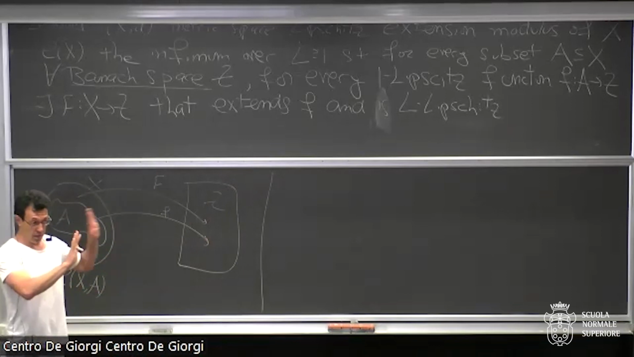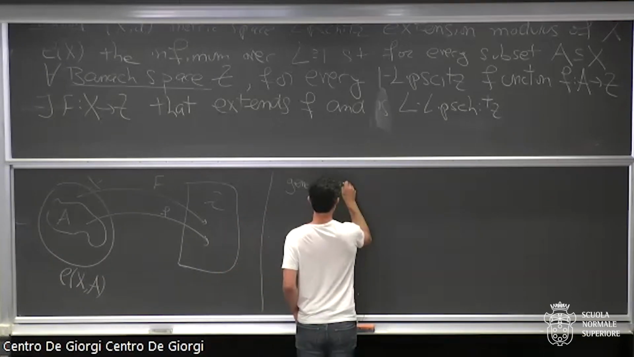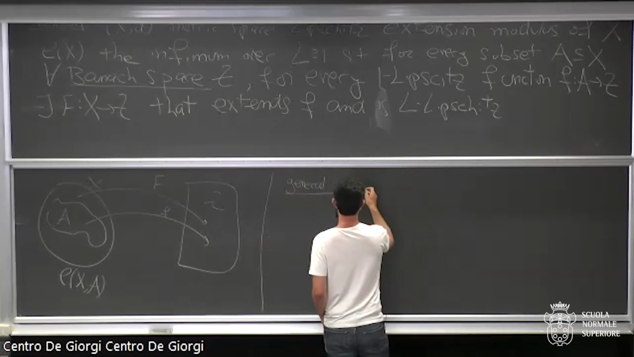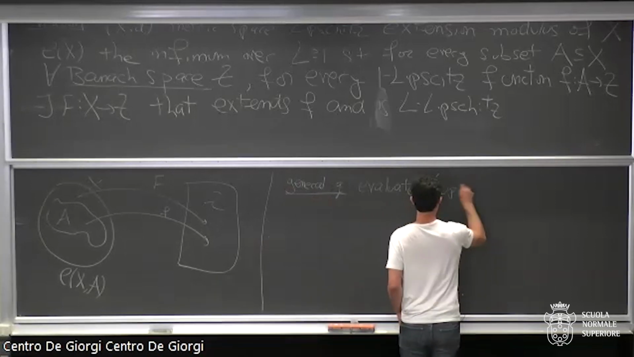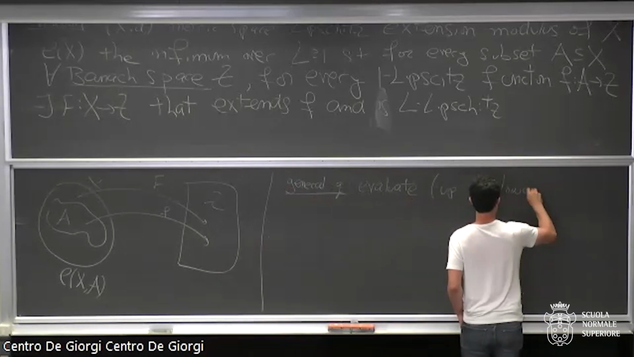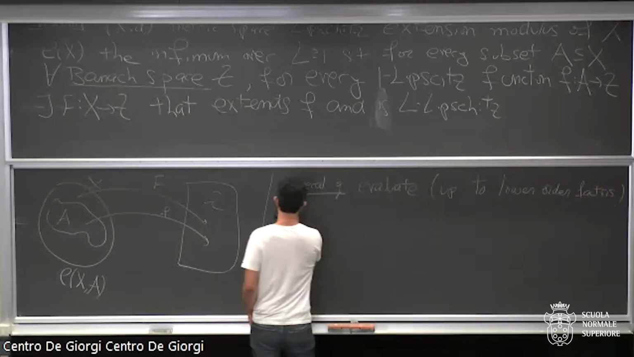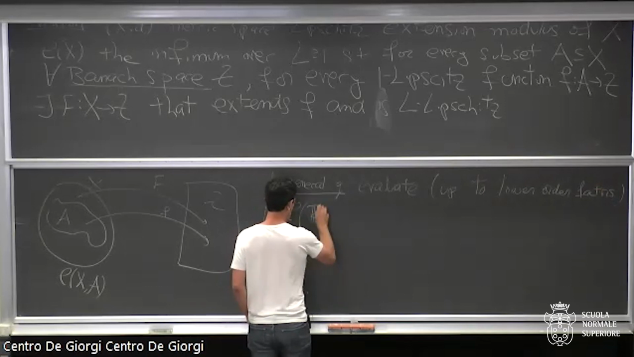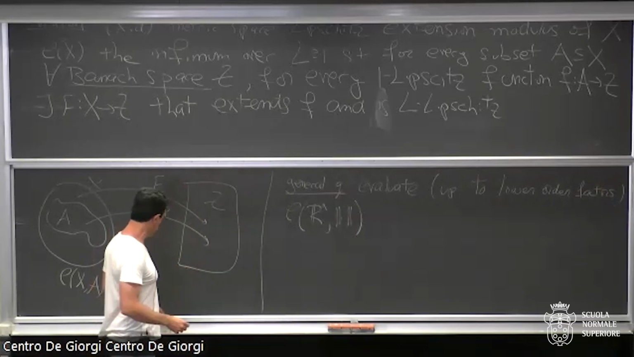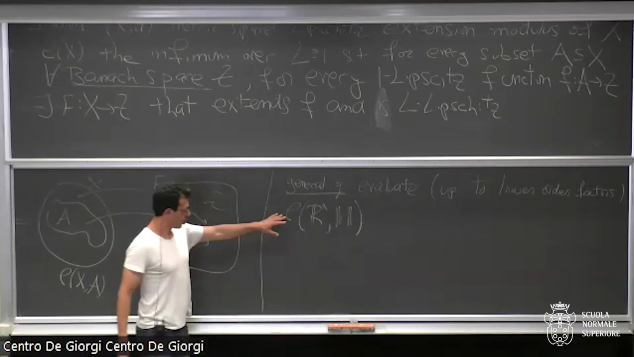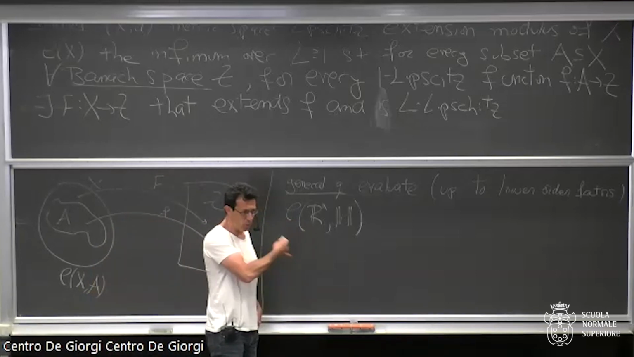But let me just calibrate how big these things are. So the general question that I'm going to be interested in is to evaluate, again up to lower order factors, E of R^n with some norm. I'm interested in many norms, but the questions that I'm going to ask are open for all the norms.